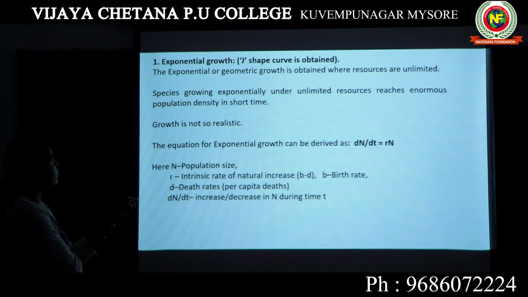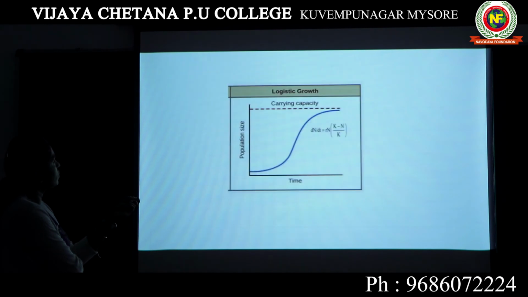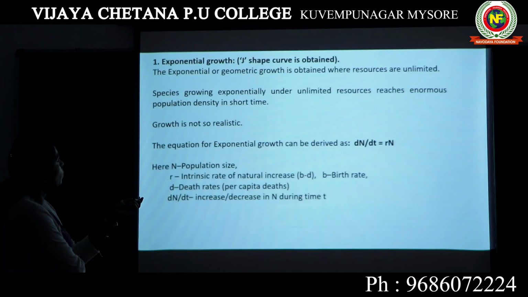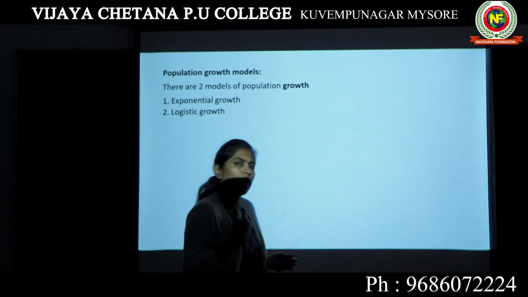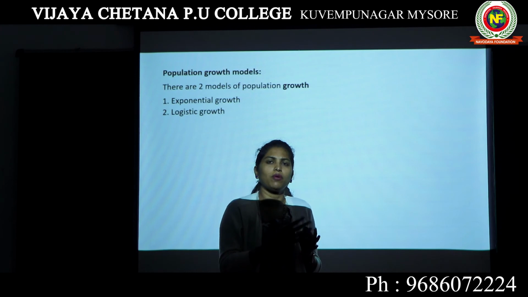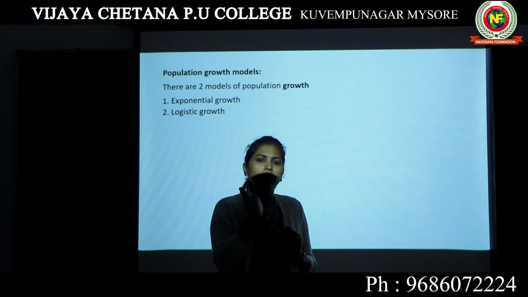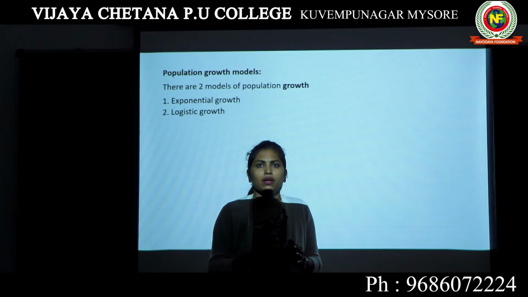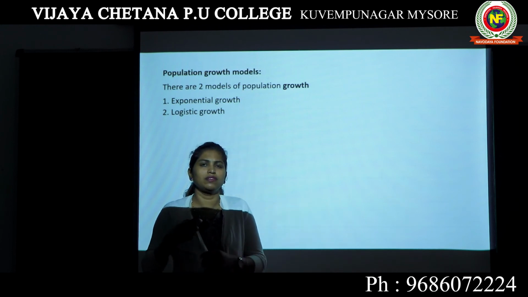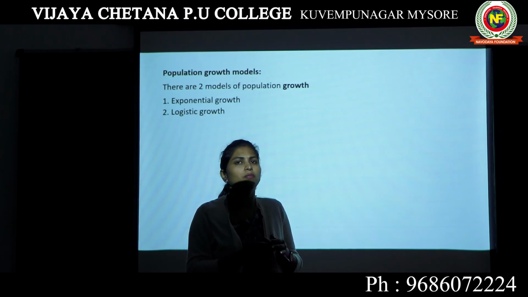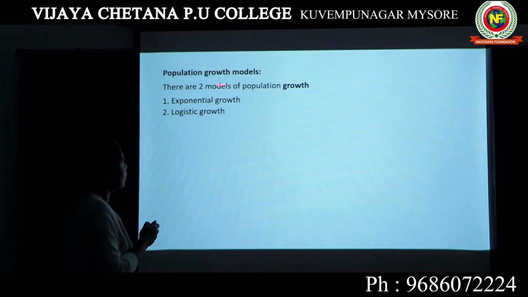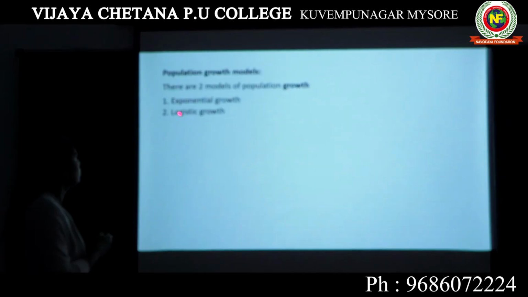This is all about exponential growth and logistic growth. These are the two population growth models, generally how population growth happens. When we talk about population growth, does population keep on increasing? Population will not keep on increasing, because there are certain factors which actually control the population growth. The factors are resources.